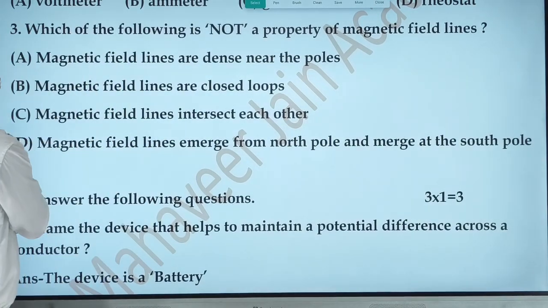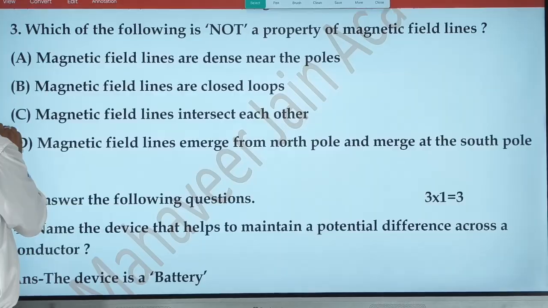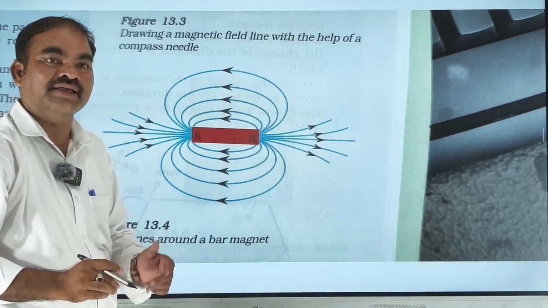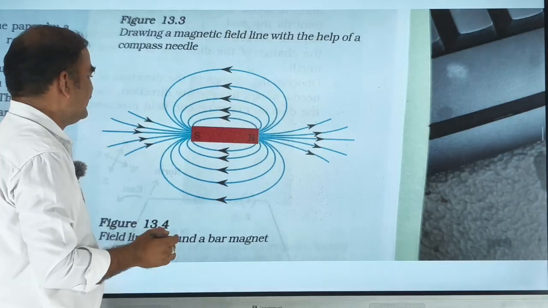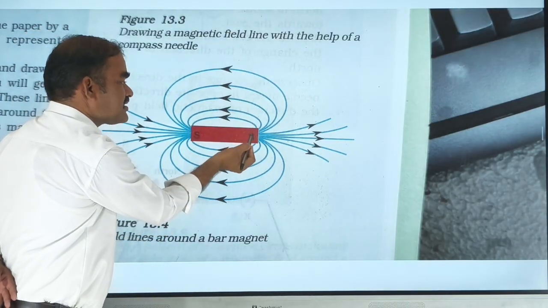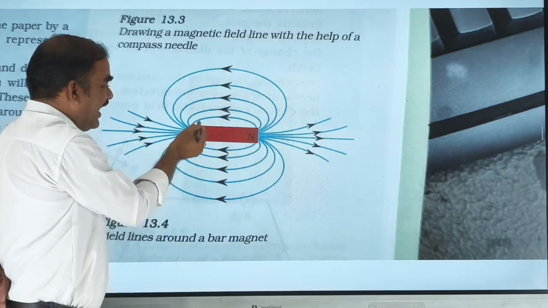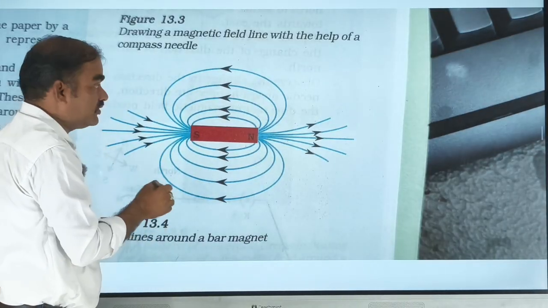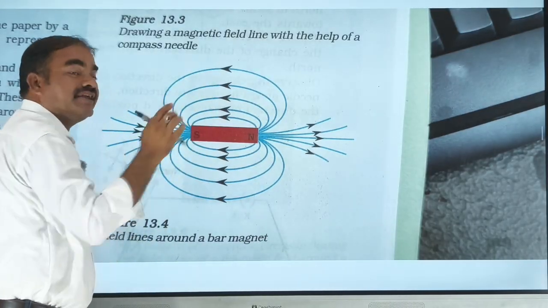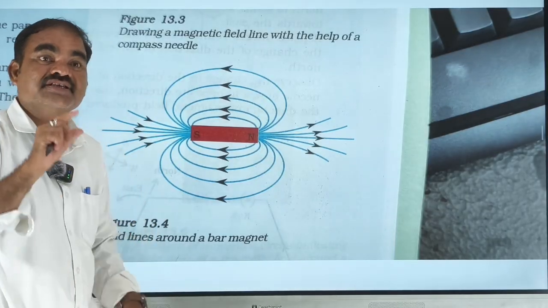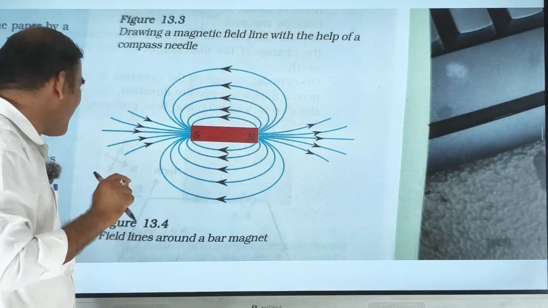So we'll discuss this one. Here you can see, they start from the north pole, they emerge from the north pole and merge at the south pole. You can see here, they do not intersect each other, they will not cross each other. This is not a property of a magnetic field.